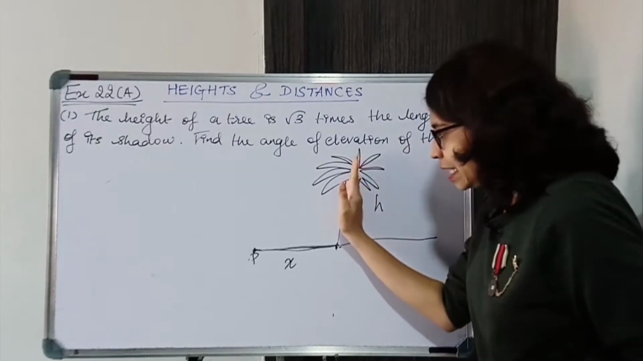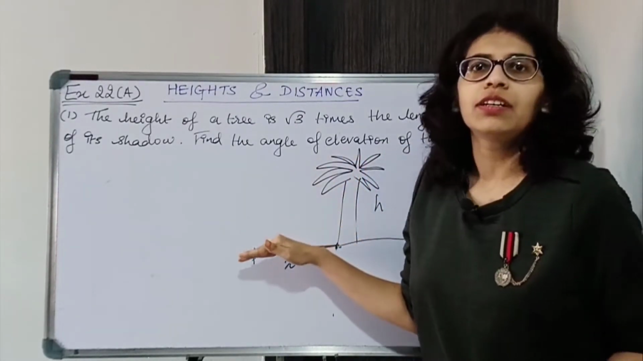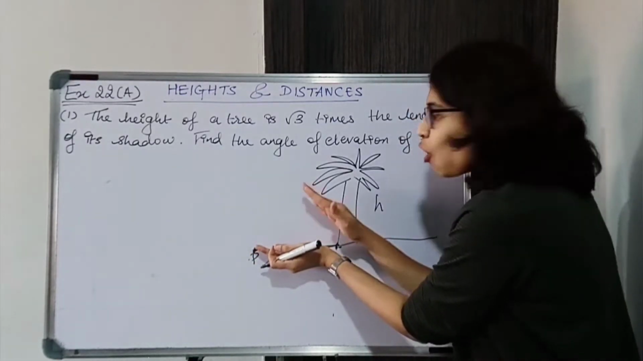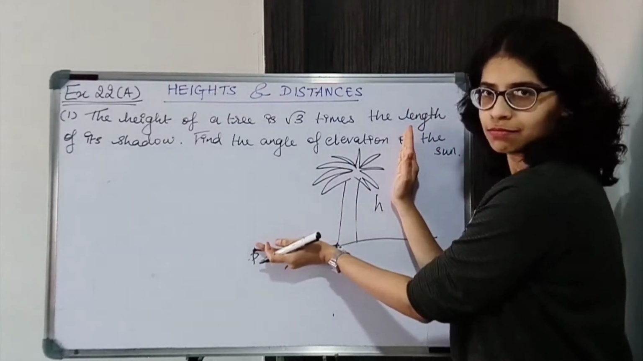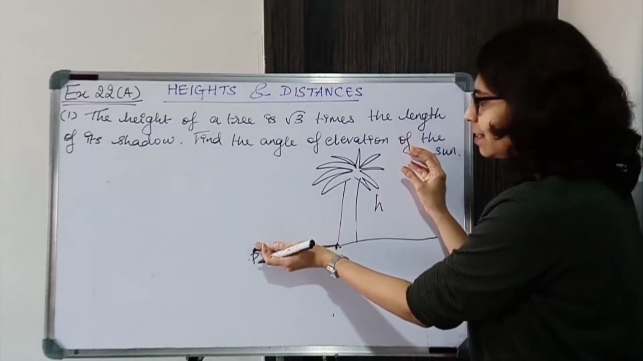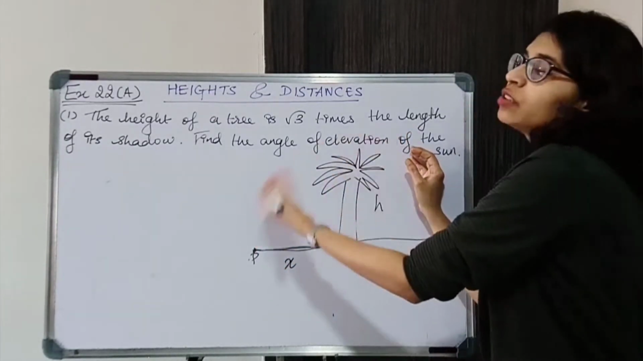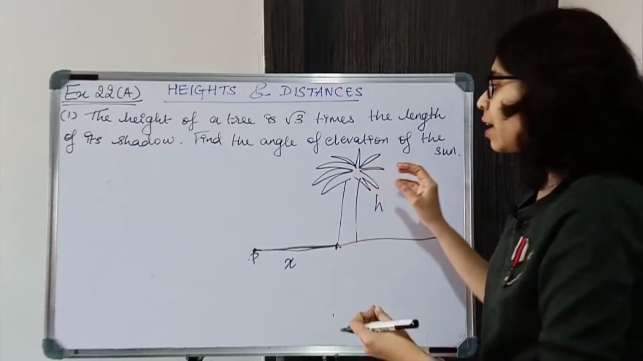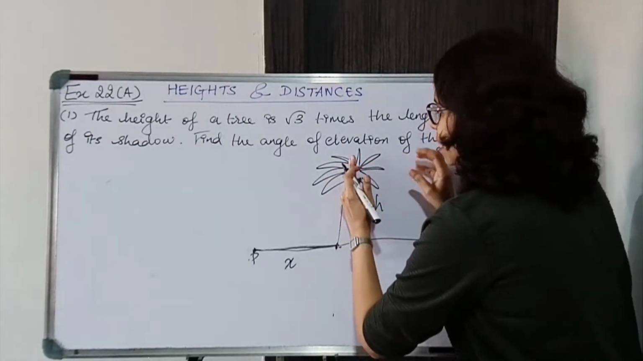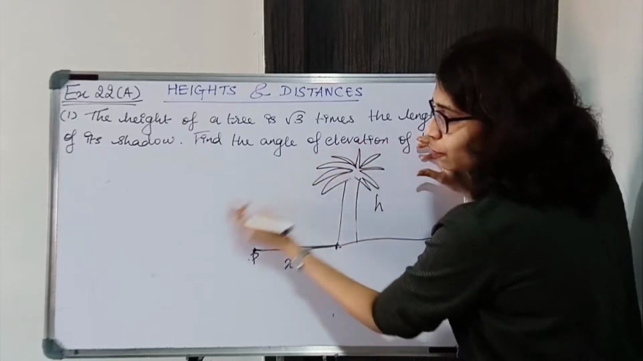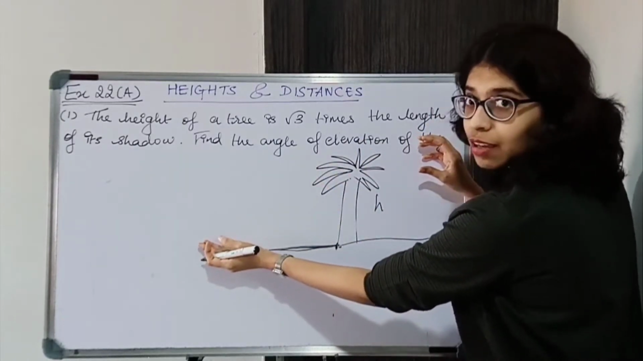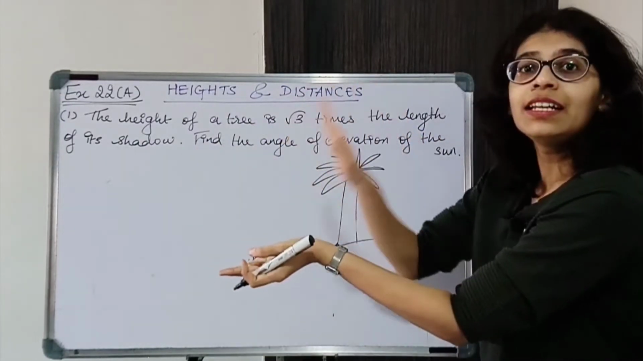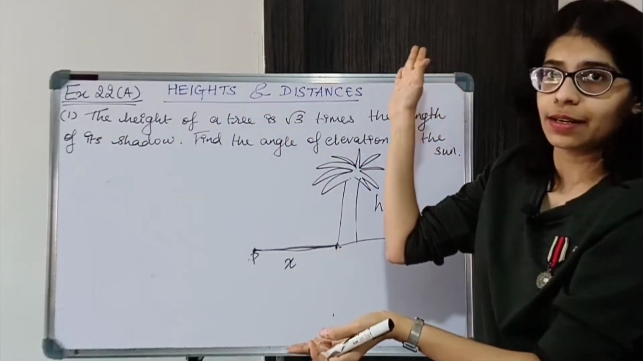Now the tree's shadow is falling on the ground. On the side opposite to the shadow there is the sun, because light is on one side and the shadow is cast on the other side. Always keep that in mind. If you are keeping some object and there is light falling from here, then the shadow will fall on the other part. So the shadow is on one side and the light source is on the other side.